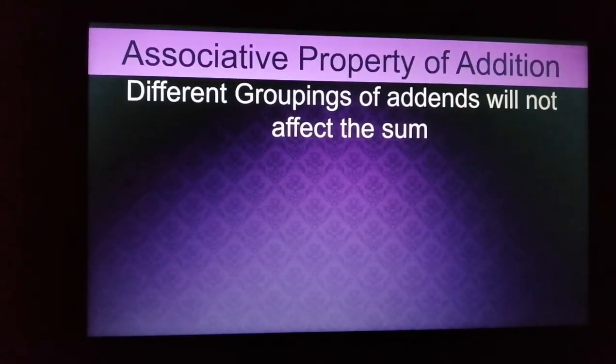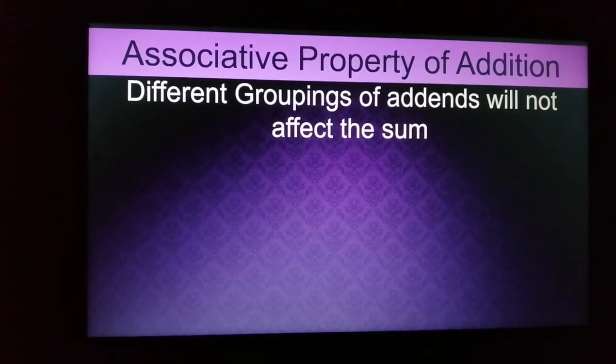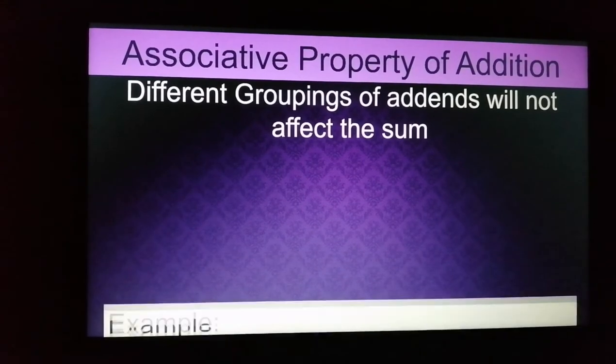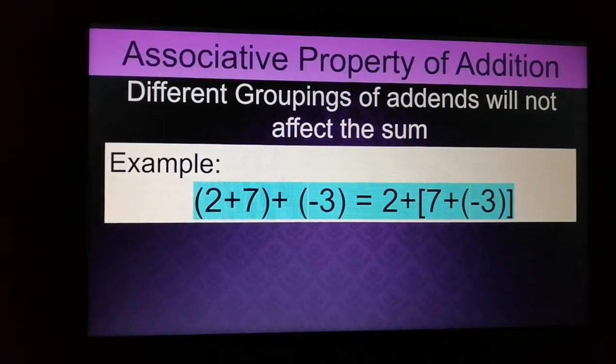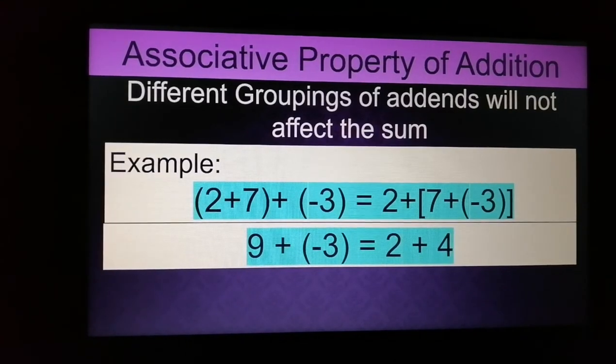Let's have another example. Remember that different groupings of addends will not affect the sum. The quantity of 2 plus 7 plus negative 3 is equal to 2 plus the quantity of 7 plus negative 3. So, ang unang nakagroupings ay si 2 plus 7 and sa dulo ang nakagroupings ay si 7 plus negative 3. 2 plus 7 is equal to 9 plus negative 3 is equal to 2.